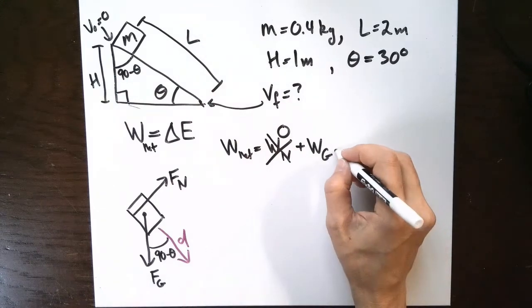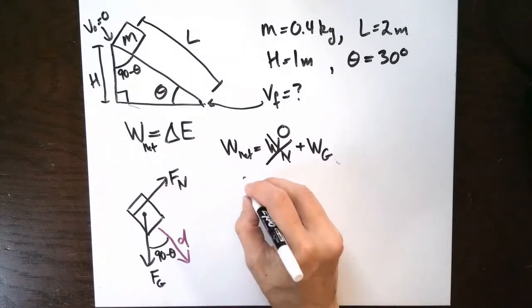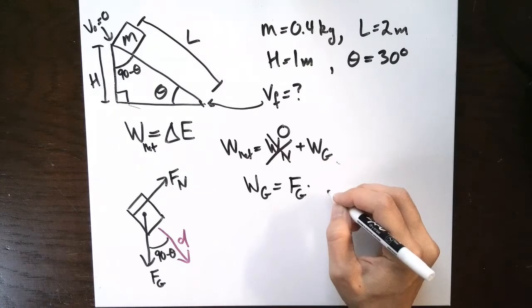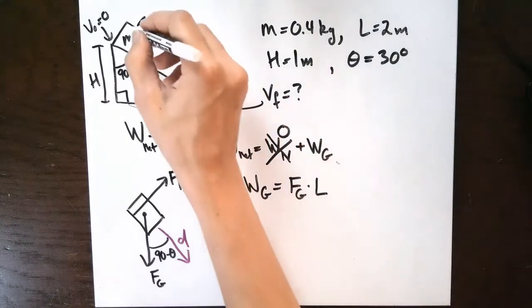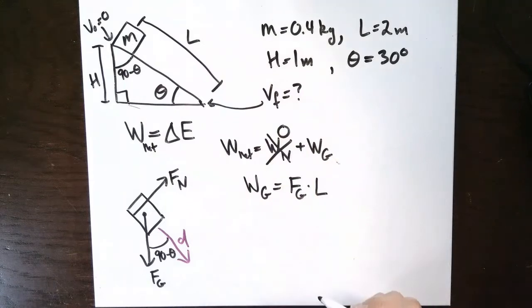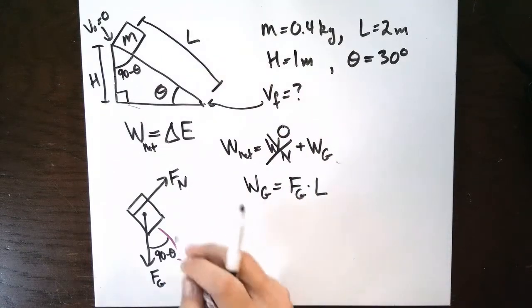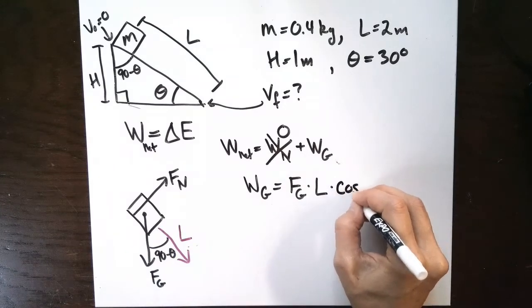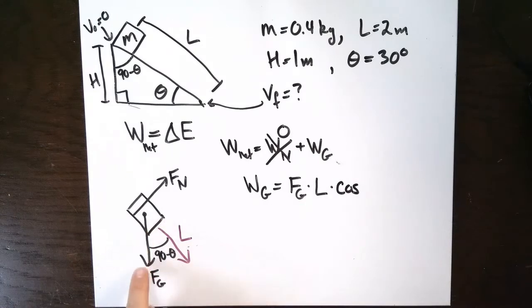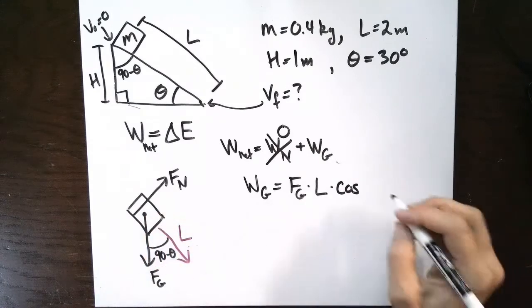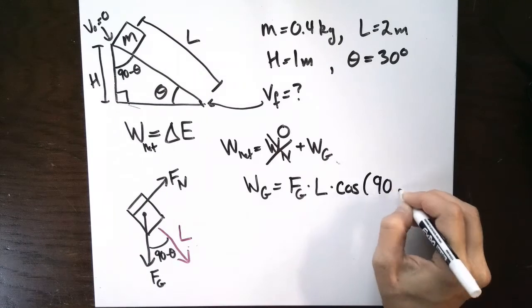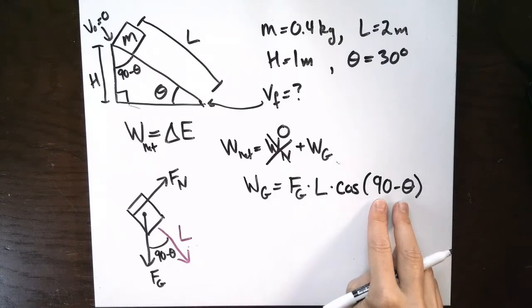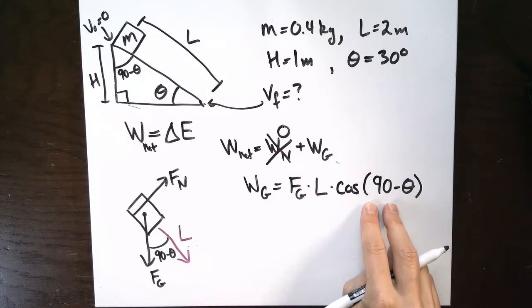So we can get the work done by gravity. The work done by gravity is equal to the magnitude of the force of gravity times the displacement. I guess it travels the whole length L down the ramp, so that's going to be its displacement. Let me replace that with an L, just so I'm consistent here, times the cosine of the angle between them. The force is pointing this way, and L is pointing that way, so the angle between them is 90 minus theta. And I'm going to stop right there and look at the cosine of 90 minus theta.